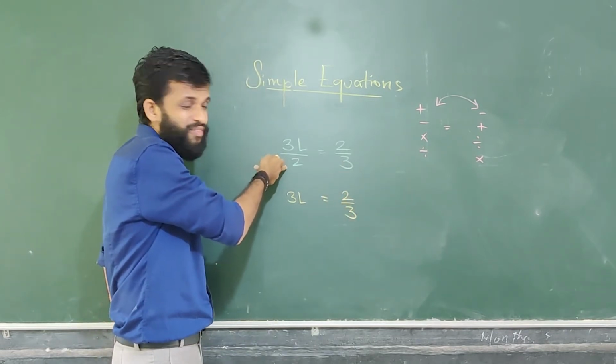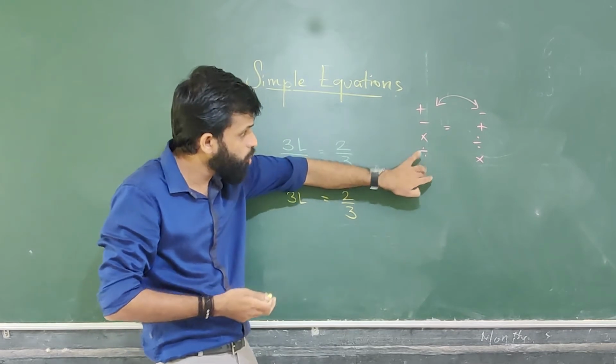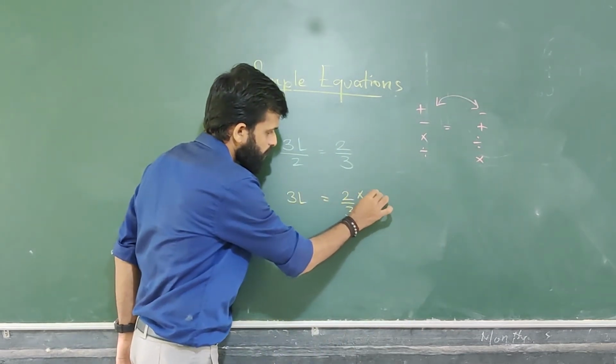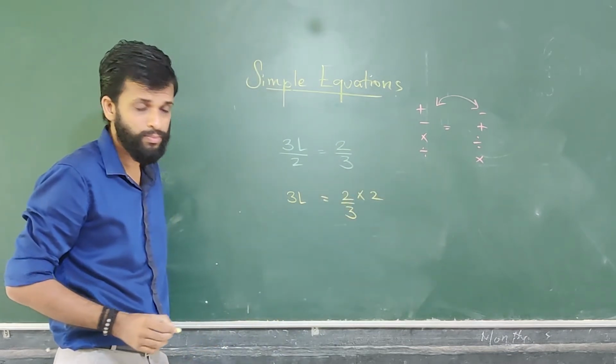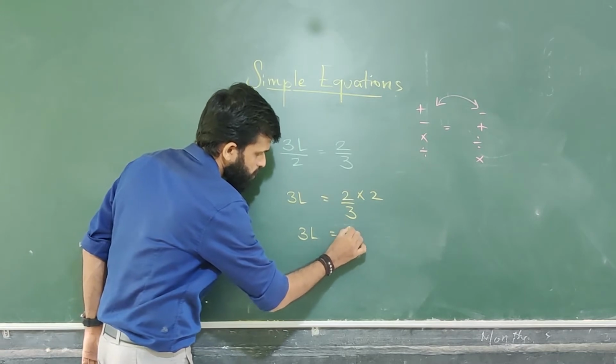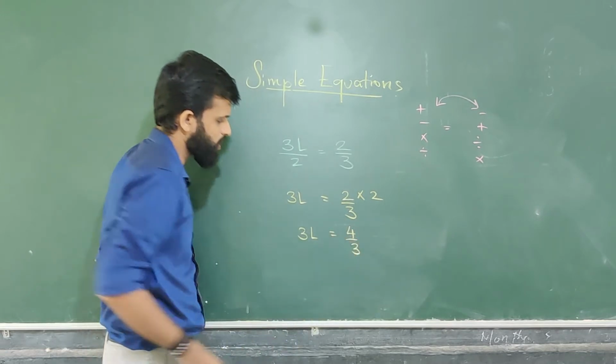This 2 which is divided, okay? When it goes on the other side of equal to, it gets multiplied. So 2 will be multiplied over here. So I will get 3L is equal to 4 upon 3.